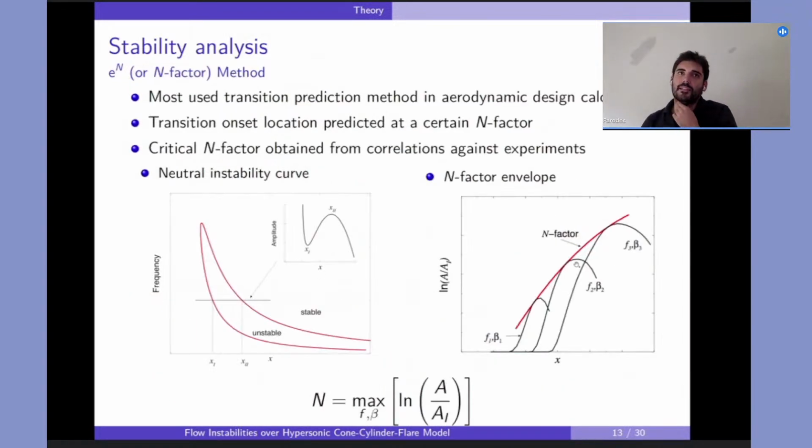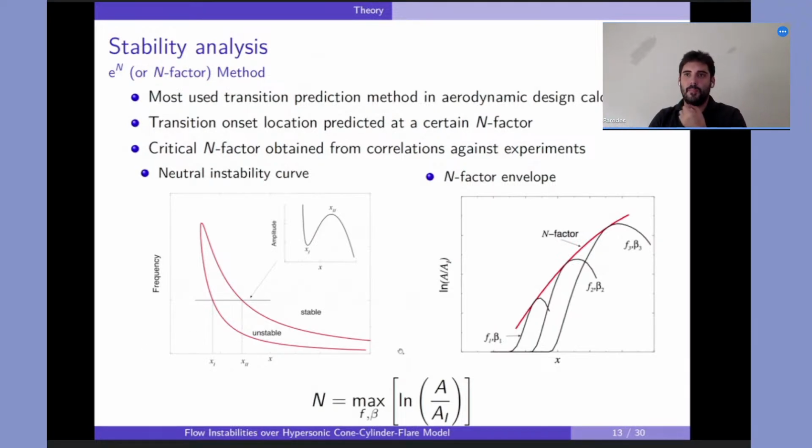And how do we predict transition? The most typical method, from the 50s I think, is the N factor method, and it's already used for aerodynamic design calculations. The transition onset location is predicted at a certain N factor. It is a semi-empirical method because we obtain that critical value from correlations and experiments. For a boundary layer, the horizontal axis is the streamwise direction from the nose of the cone, for example, or the stagnation point or the leading edge in an airfoil.